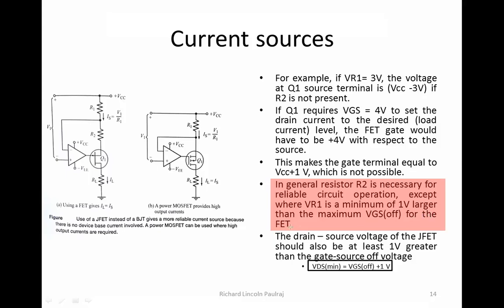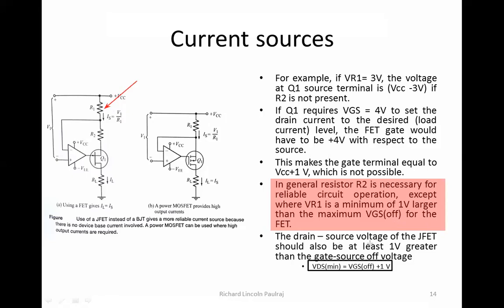And maximum it can reach VGS off. Let's say VGS off is about 4 volts, right? So it can range from 1 to say 3.9 volts, or probably even 4, but it cannot go beyond VGS off. So the voltage across this R1 cannot go beyond VGS off.